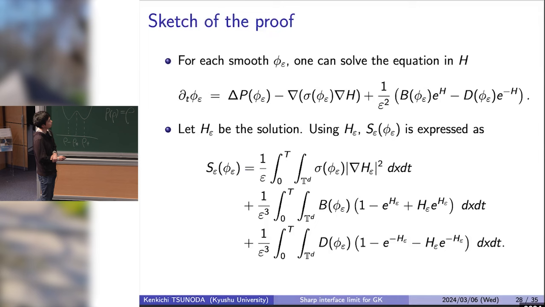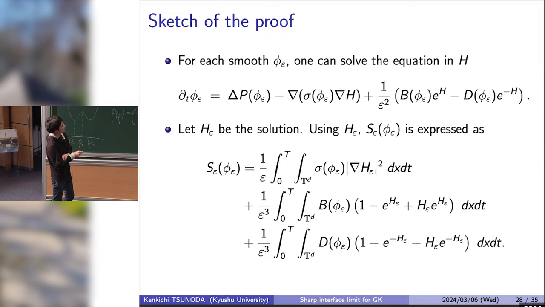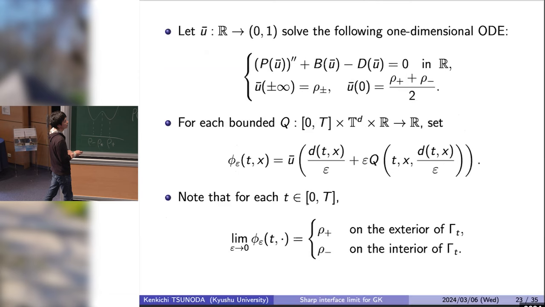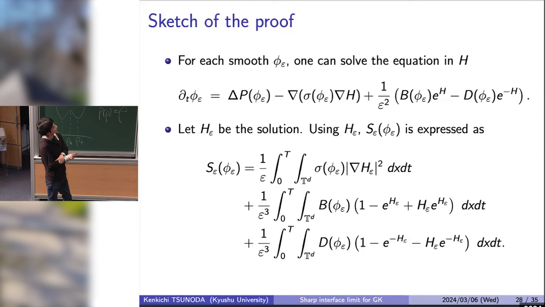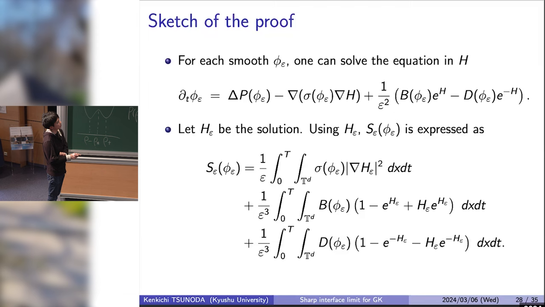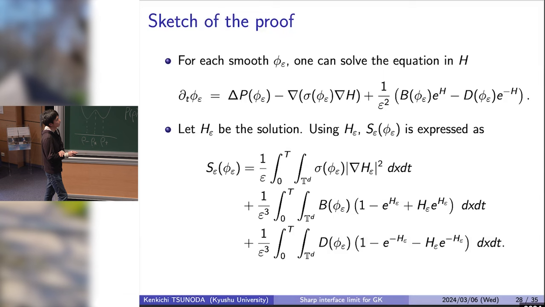Anyway, we need to consider the limit of this guy. And the definition of S is this supremum. However, using the external field like this, using the solution to this equation, we can rewrite its rate function like this. So we need to expand. But this is quite implicit because H is just a solution to this equation, so we don't have any information about this integral at the moment. So we need to expand phi or h in epsilon.